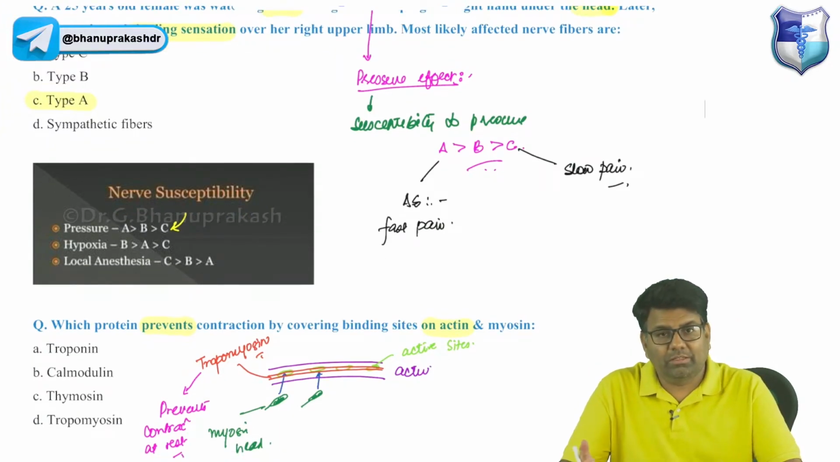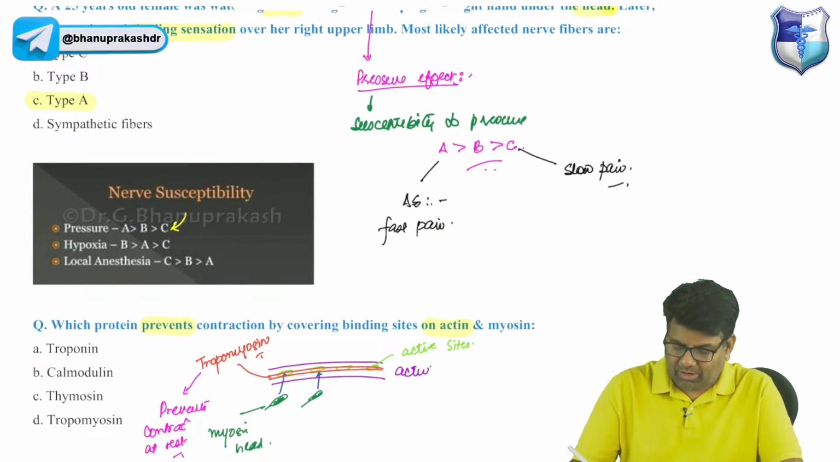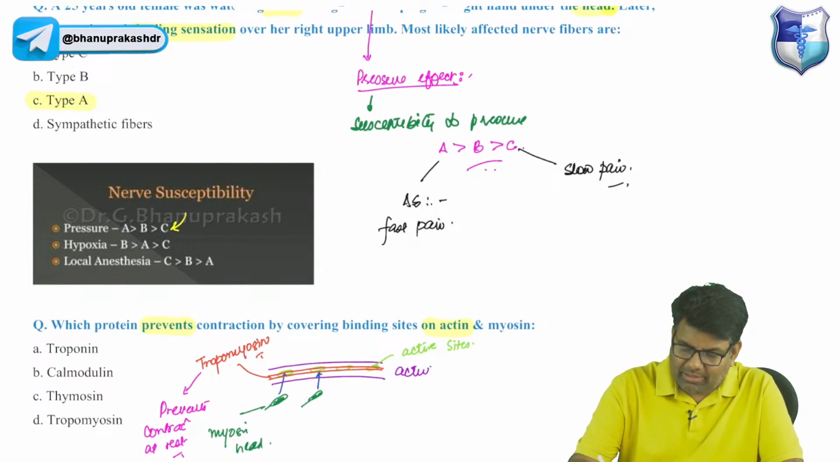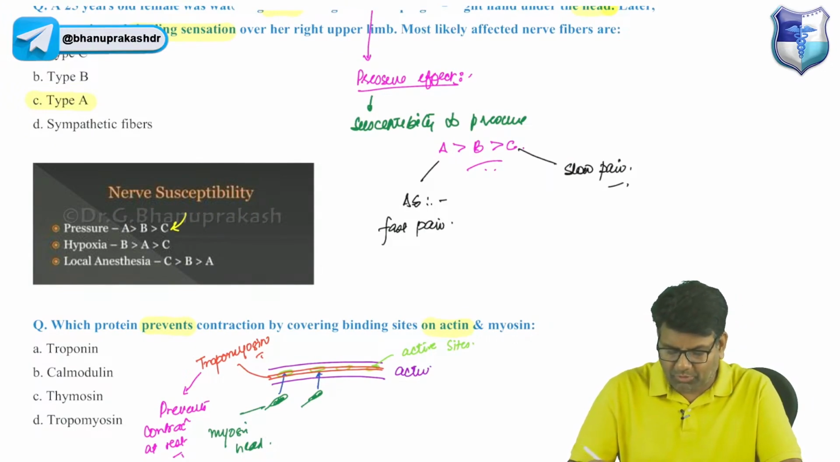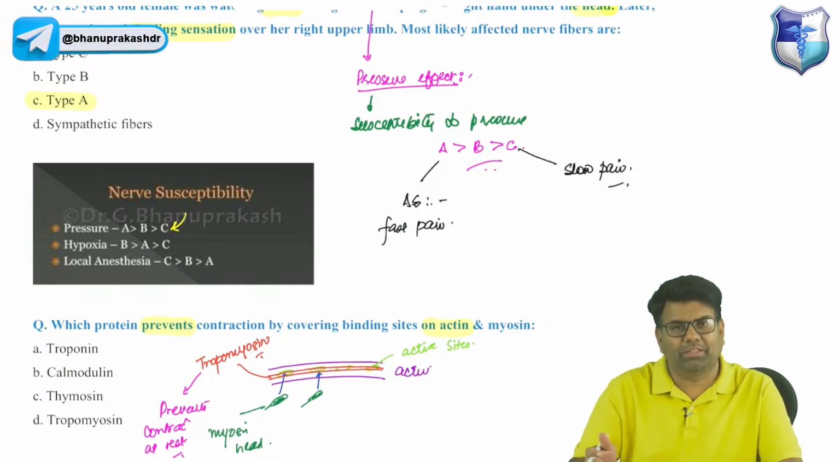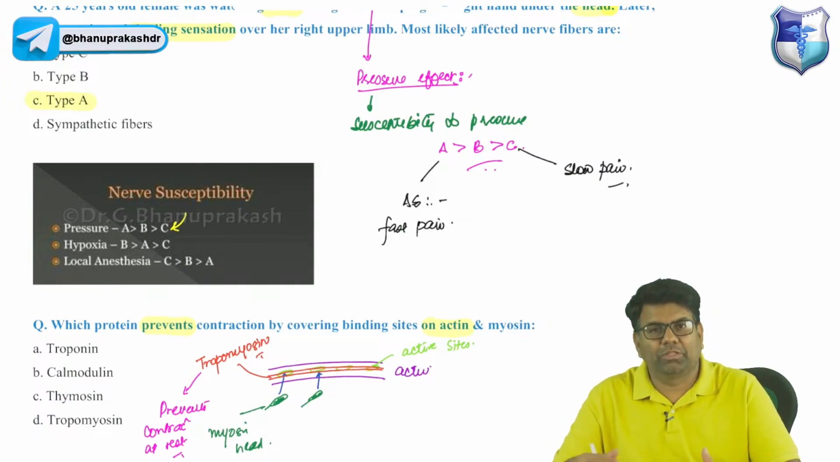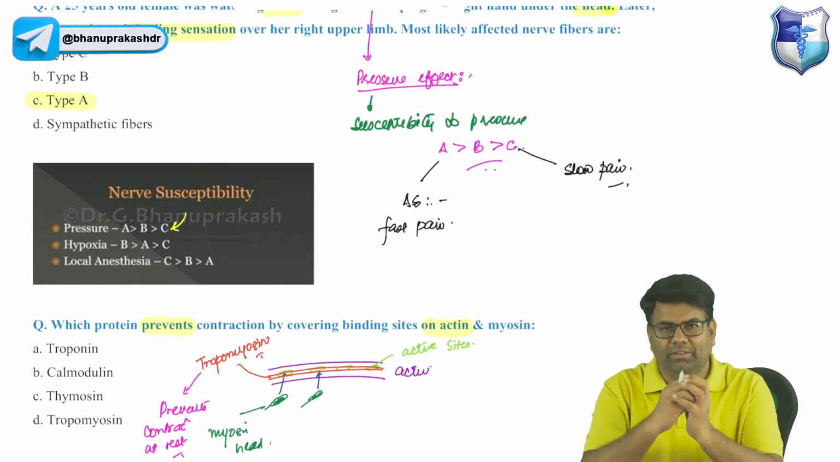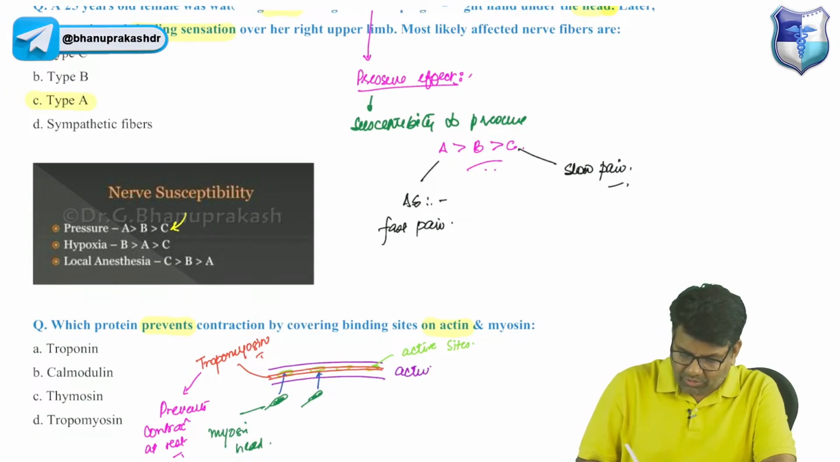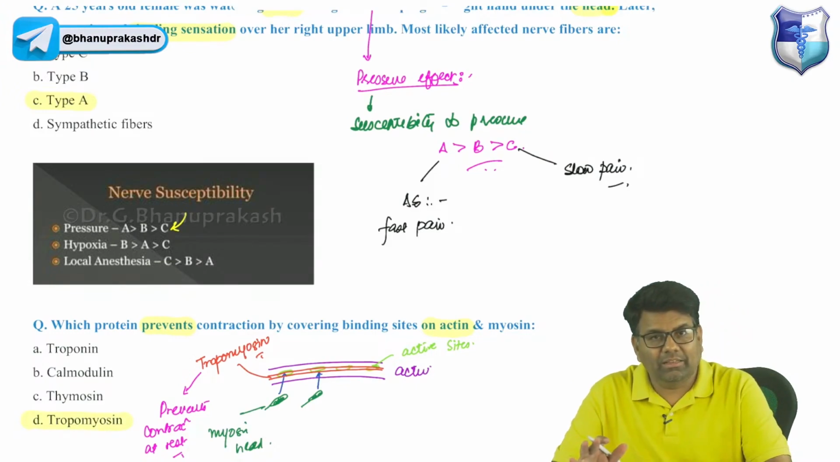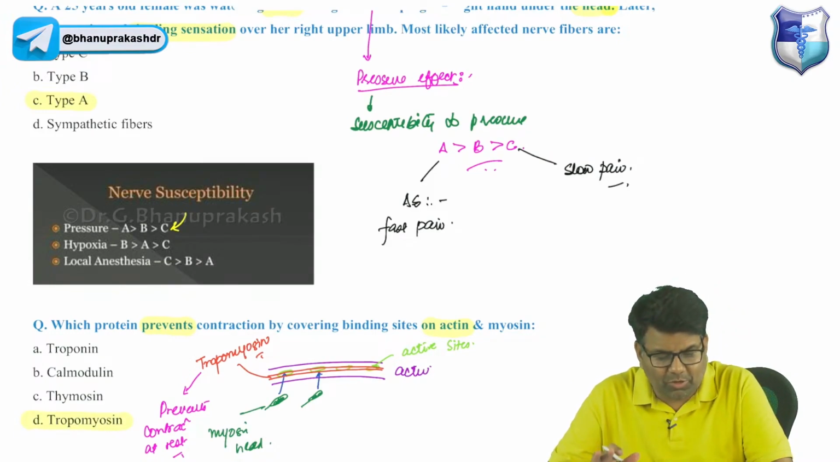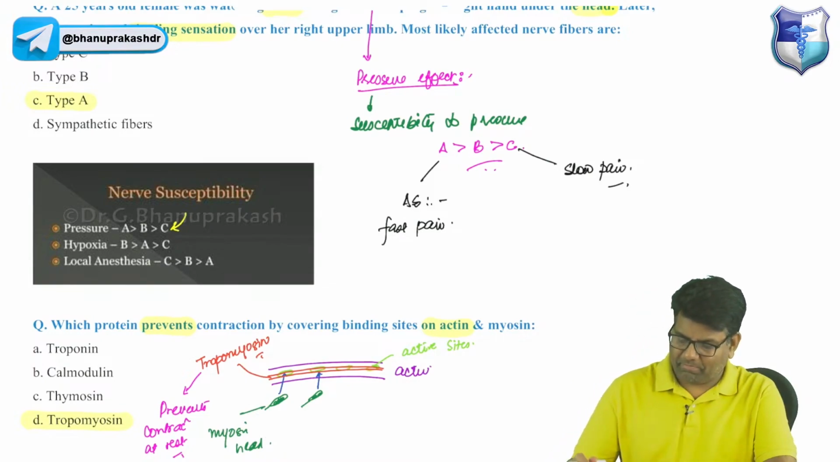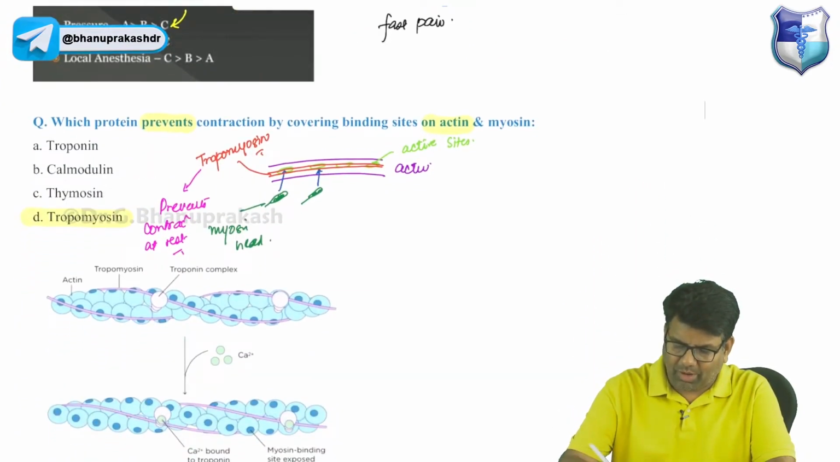So normally, this contraction process is prevented at rest by tropomyosin. And yes, once there is a command for muscle contraction, the calcium will be released, and that will bind to troponin, and that will remove this tropomyosin from here, and that will expose the active sites so that the myosin head can bind with those active sites, resulting in muscle contraction. So the one which is preventing muscle contraction at rest is tropomyosin. Clear?